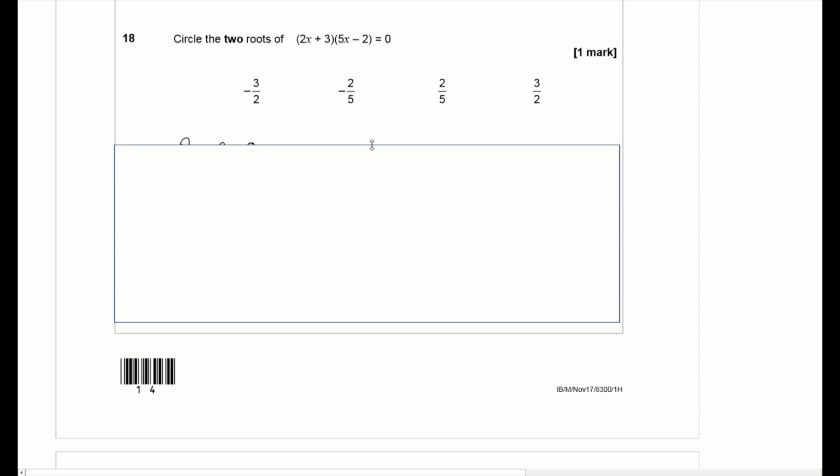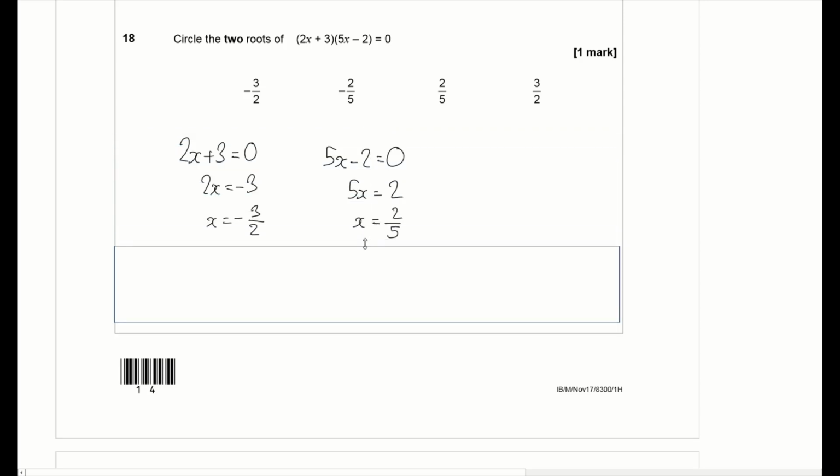Now, the first bracket is 2x + 3 = 0, which can be rearranged to make x the subject. 2x = -3, x = -3/2. So -3/2 will be one of these solutions. 5x - 2 = 0, so 5x = 2, x will equal 2/5. 2/5 would be the other solution.